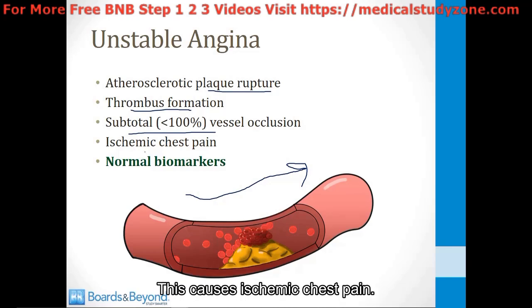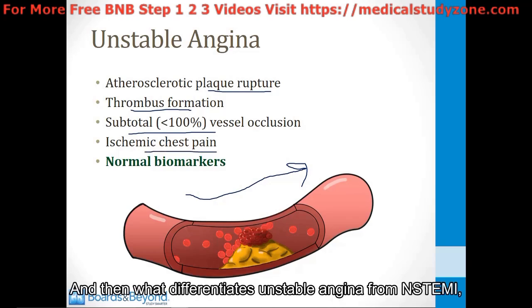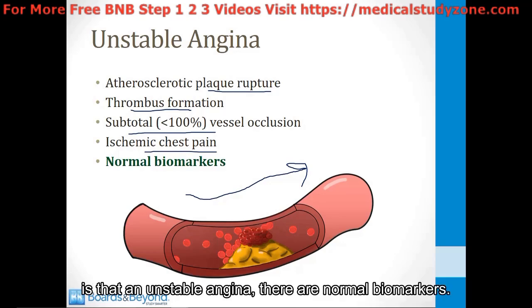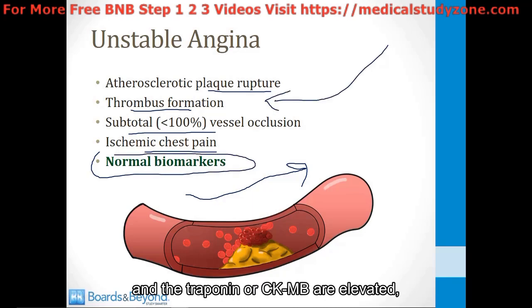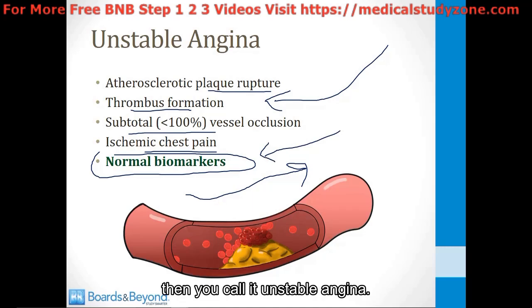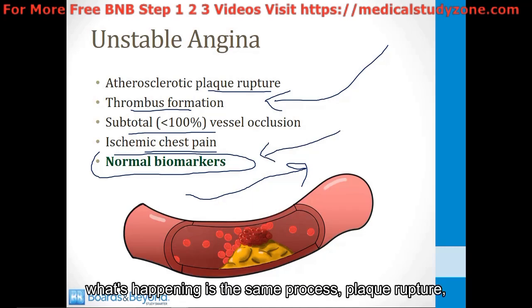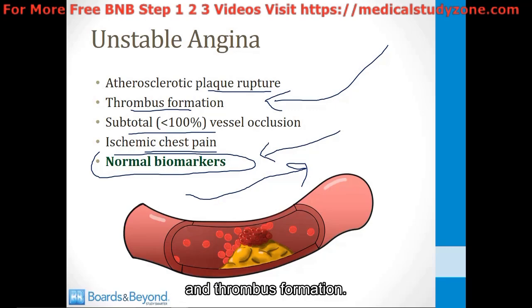This causes ischemic chest pain, and then what differentiates unstable angina from NSTEMI is that in unstable angina, there are normal biomarkers. If you have all of these features and the troponin or CKMB are elevated, then you have NSTEMI. If you have all these features but the biomarkers are normal, then you call it unstable angina. But at the blood vessel level, what's happening is the same process, plaque rupture and thrombus formation.